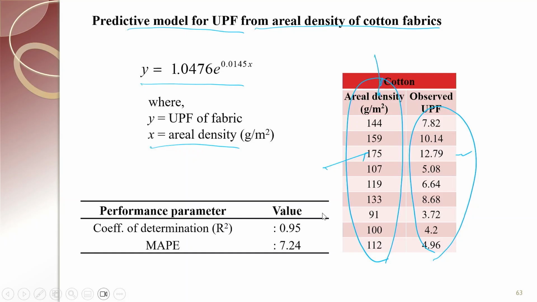And here we can get the MAPE value. It is 7.24, that is lower than earlier, and we get the R square value 0.95. So, relatively better prediction. Again what we have tried? We have tried to use the same cotton areal density model to predict the UPF of bamboo viscose.